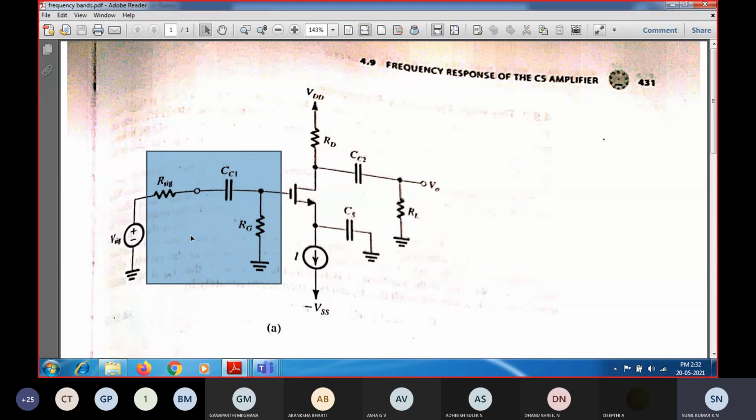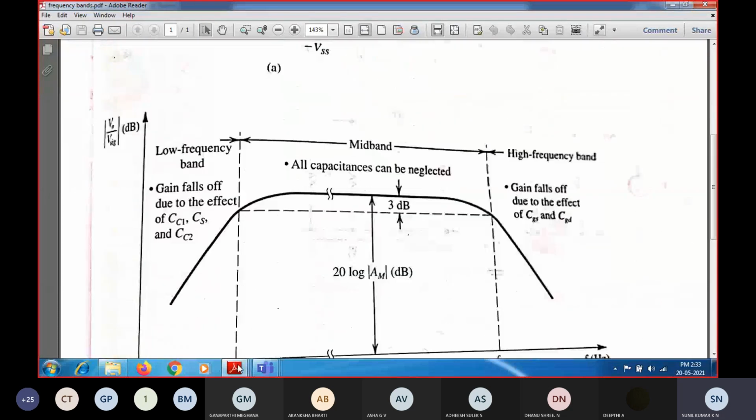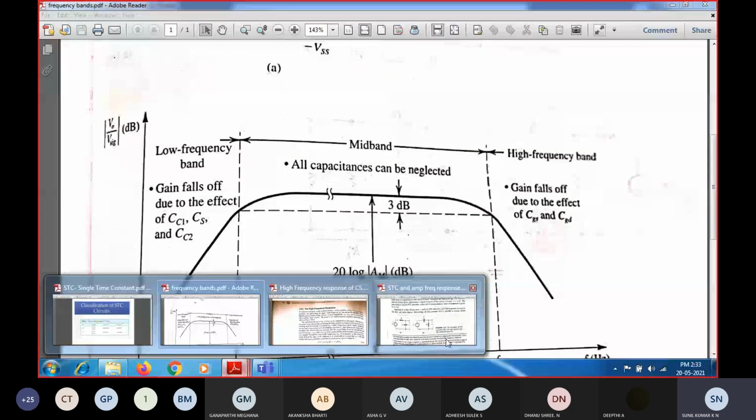So single time constant means you should have one reactive component and another one is resistance. In this chapter, in this entire syllabus, we are going to consider only capacitive reactance, and hence one resistance component will be there. This is how you are going to consider the amplifier.